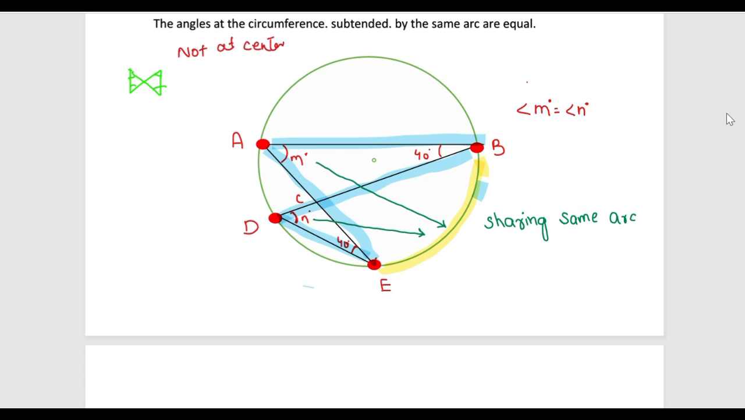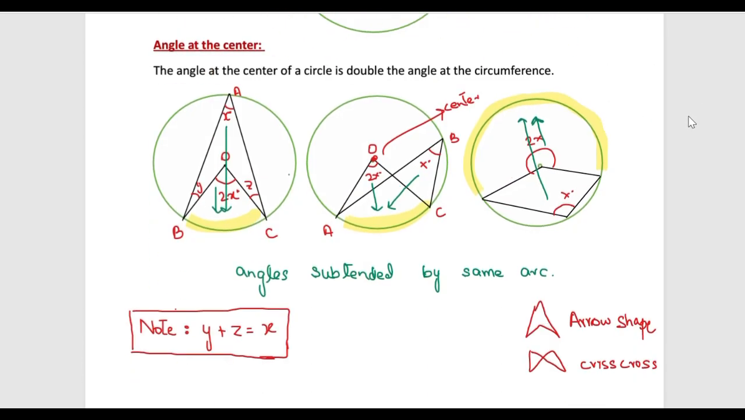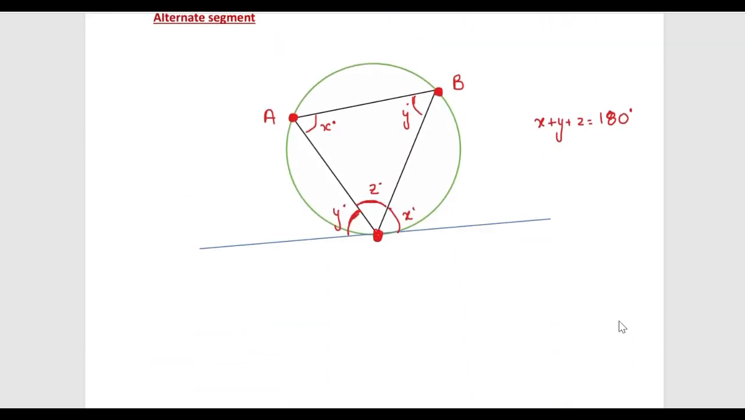So this property is the same segment property, and whenever the center of the circle makes some angle and we have a crisscross shape, this property says that the angle at the center is twice the angle at the circumference. Now we have this quadrilateral, and we can see this is also subtended by this yellow arc, so the angle at the center again is twice the angle at the circumference.